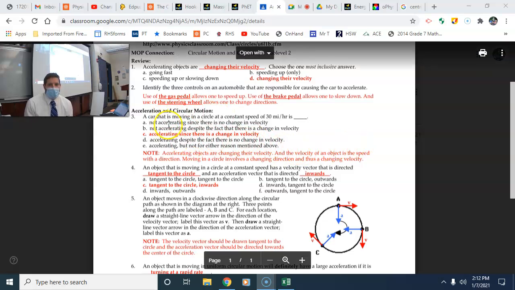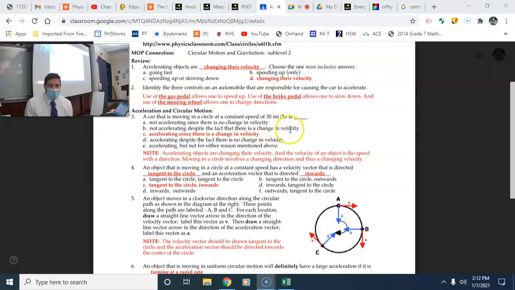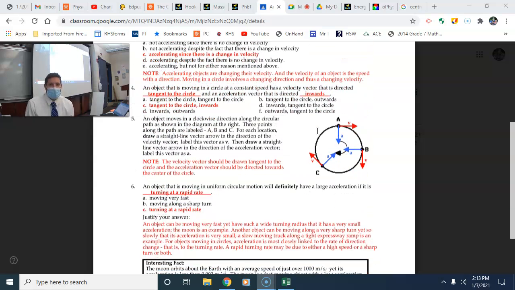Number 3, a car that is moving in a circle at a constant speed of 30 miles per hour, the correct answer is C, accelerating, since there is a change in velocity. Right? No, it's not because it's speeding up or slowing down. Constant speed means you're not doing that. But because you're turning, you're still changing your velocity. Not because of changing the size of it, but because of changing the direction of it, since velocity is a vector. So choice C is the correct one there.